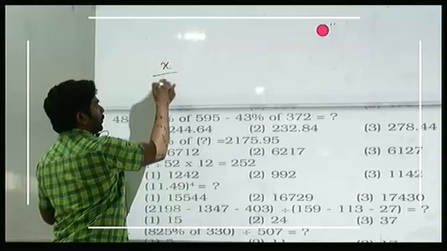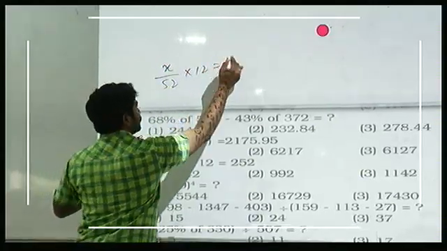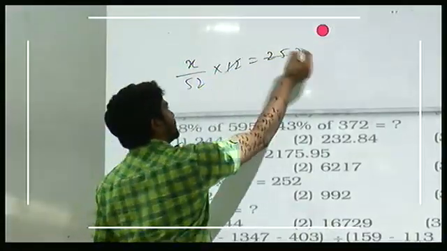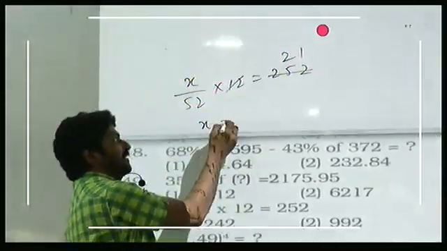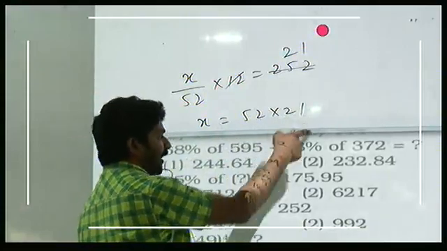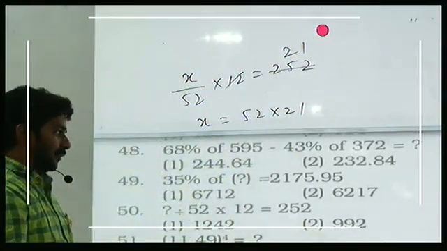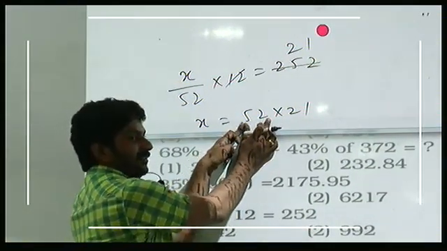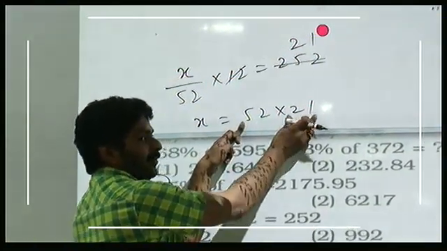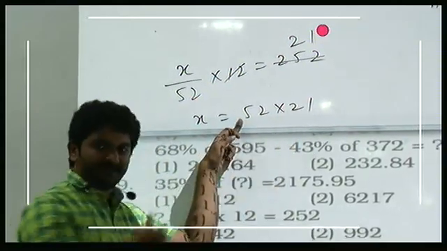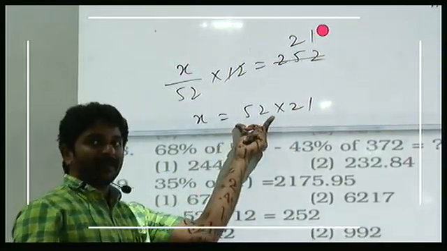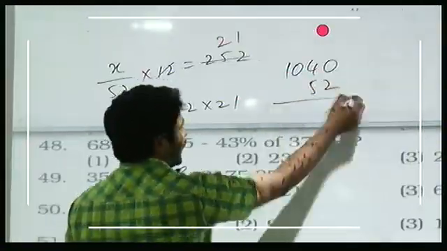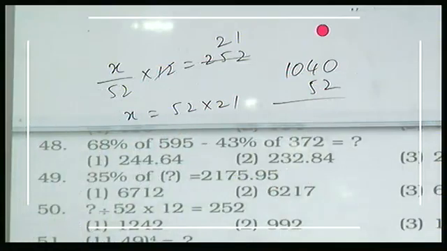X by 52 into 12 is equal to 252. Right? 12 how many times? 21 times. X is equal to 52 into 21. Answer should end with 2. Let's take 10 times and then 20 times and then 1 time. 21 times, right? 20 times plus 1 time. 10 times of this number is 520. 20 times is 1040. 1 time is 52. Answer 1092. None of this.